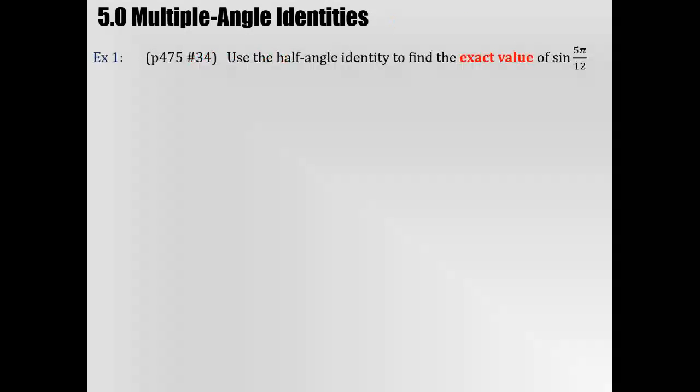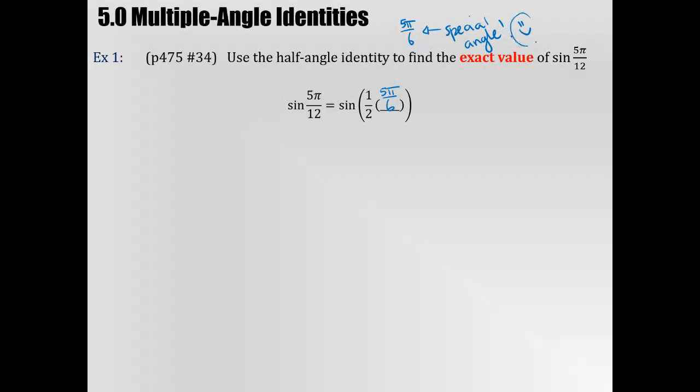So let's go ahead and use one. Use the half angle identity to find the exact value of sine of 5 pi over 12. We know 5 pi over 12 is not a special angle. But we can express it in a different way: half of something gives you 5 pi over 12. Well, 5 pi over 6 is that something, because half of 5 pi over 6 is 5 pi over 12. And 5 pi over 6 is a special angle, yay. Those are the best.